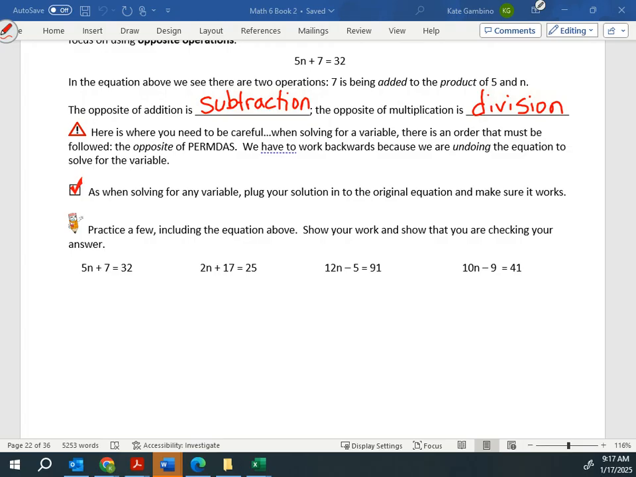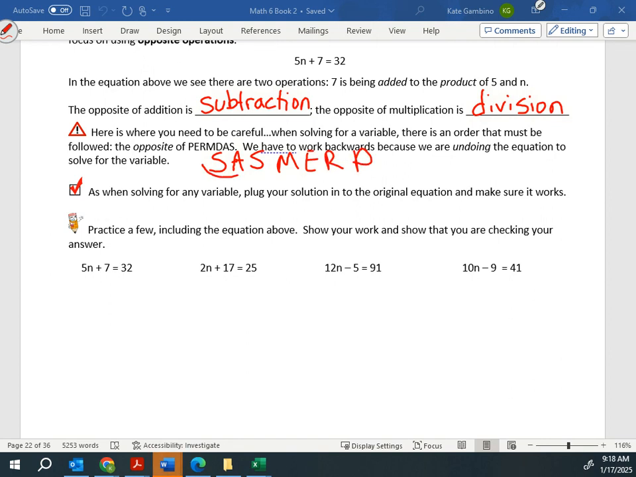Here is where we need to be careful. With solving for a variable, the order that we have to do it in is very specific. We're going to do the opposite of PEMDAS. We're going to do SADMER. So we have to work backwards because we're undoing the equation. So instead of PEMDAS, we have SADMER.